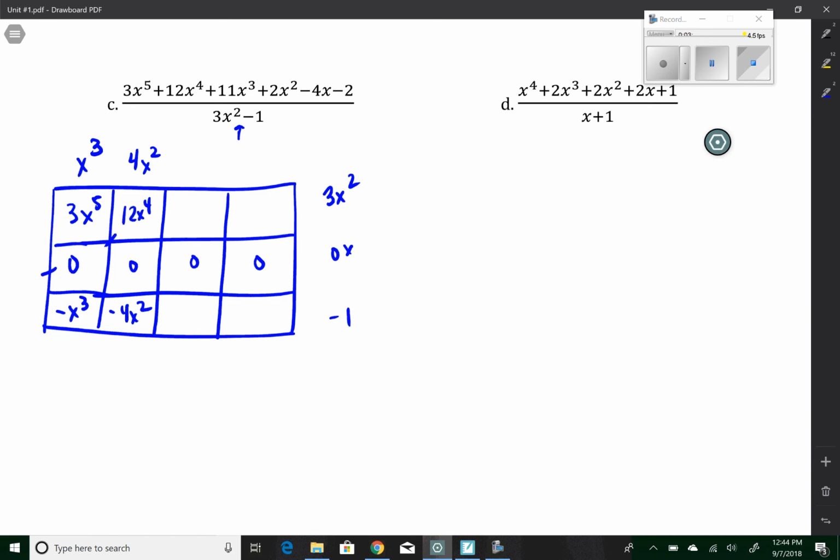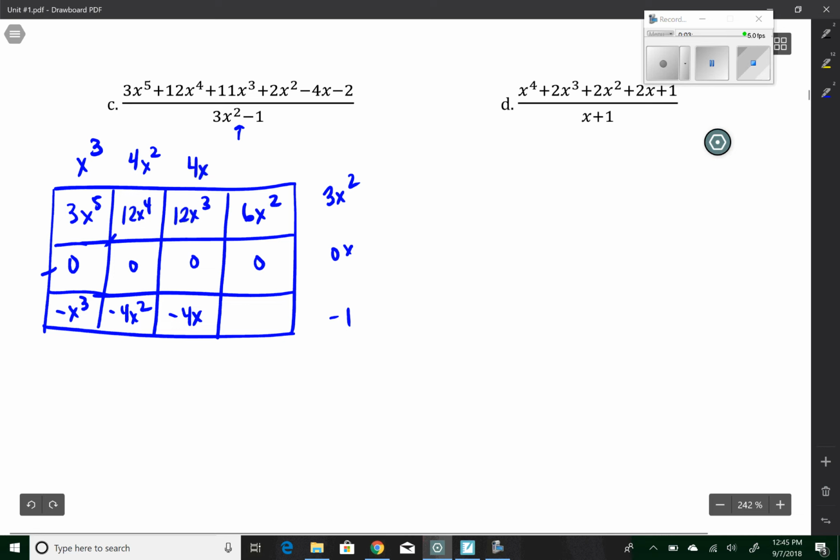As for the x cubed terms, I need 11 of them. I have negative 1, so if I make this 12, that becomes another 4, so 4x this time. Negative 4x down here. X squared terms, I need positive 2. I have negative 4, so make that a 6. If that's a 6, that means this must be a 2. And this must be a negative 2. Same thing, so we're good.